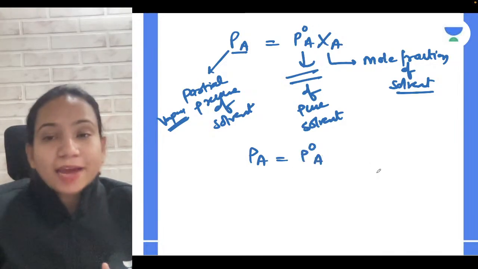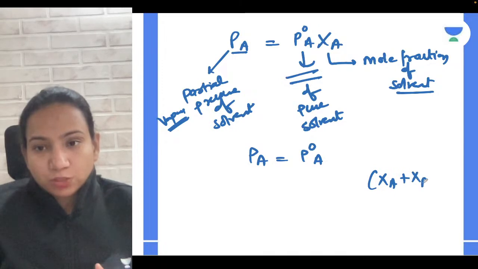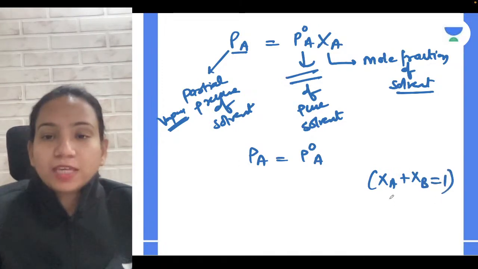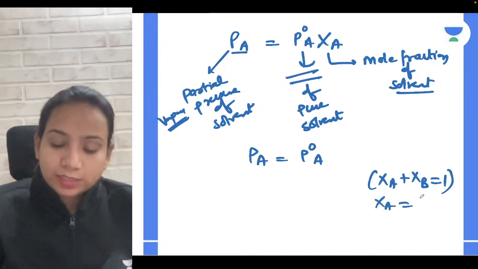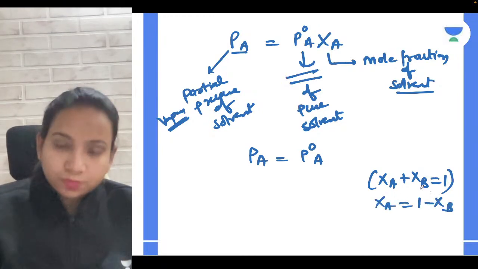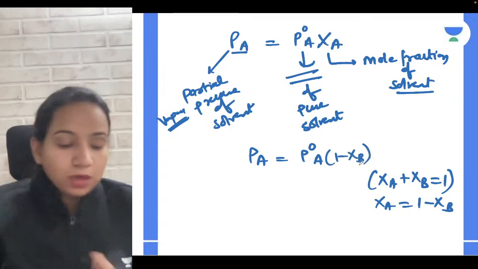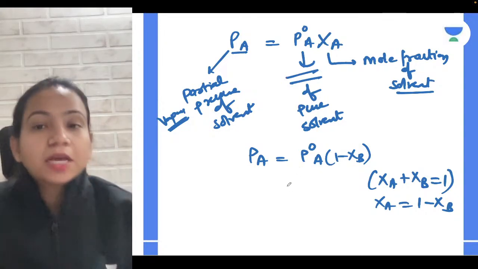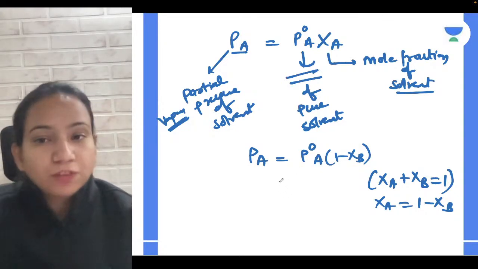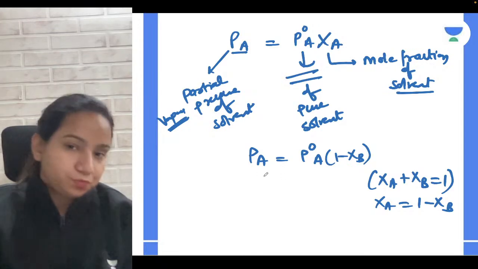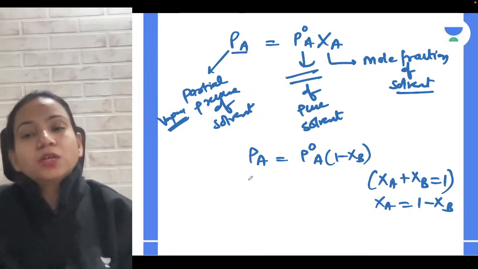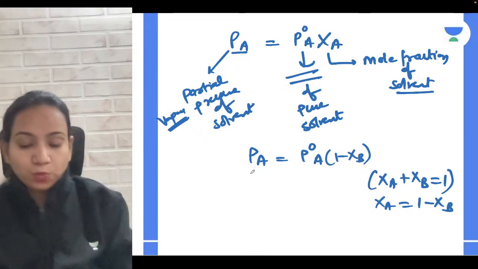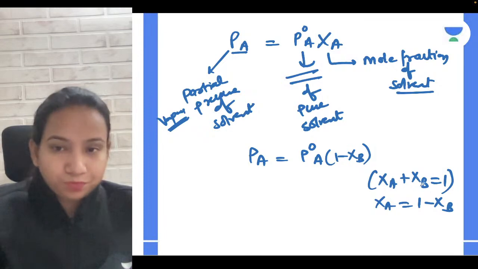Now, can I make some changes to PA = P0A XA? We know that the mole fractions of the two substances sum to 1. So instead of XA, can I write 1 minus XB? It's very simple, guys. Basically, from all these colligative properties, we are going to find out the mole fraction of the solute, the concentration of the solute, or the molar mass of the solute. So the sum of mole fractions is 1.